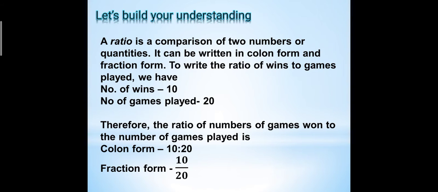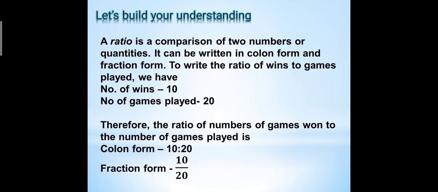So a ratio is a comparison of two numbers or quantities. It can be written in column form and in fraction form. So to write the ratio, the number of wins to the number of games played, let's say the number of wins is 10, while the number of games played is 20.